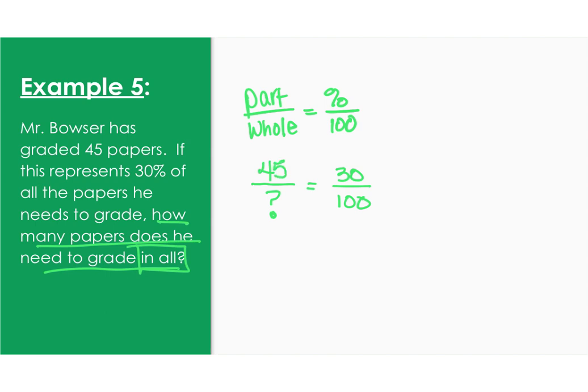So I'm going to look where the numbers go diagonally across. I can make that into a times symbol, and then I can make this into a division symbol, and I divide by what's left. And that will give me my unknown. So 45 times 100, which is 4,500, divided by 30, which equals 150. So he has 150 papers to grade.